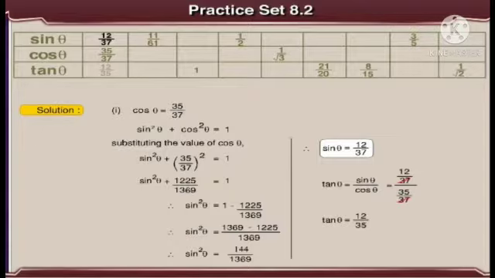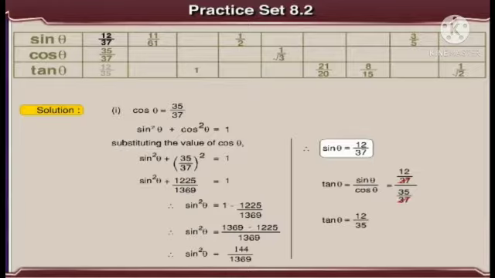Now since we know that tan theta is sin theta upon cos theta, substitute the value of sin and cos, that is 12 upon 37 divided by 35 upon 37. So cancel out 37, therefore we get tan theta is 12 upon 35.